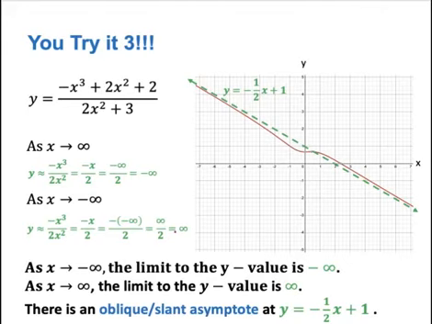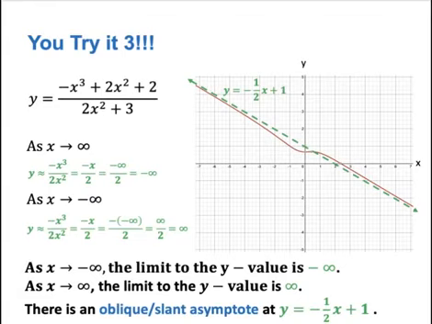And that goes along with what we saw when we just analyzed the graph. So as x approaches negative infinity, the limit of the y value is negative infinity. As x approaches positive infinity, the limit of the y value is positive infinity. There is an oblique asymptote at y equals negative 1/2 x plus 2. Now again, you can use division to find that.